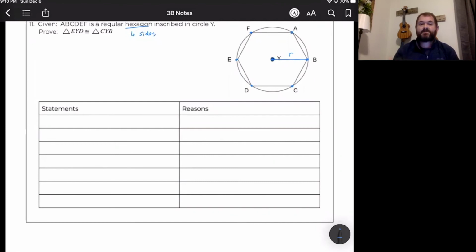All right, and so we're looking at triangles EYD and CYB. Okay, I'm looking at these two triangles, and I want to prove that those are congruent. The easiest way to do that is going to use side, side, side here. All right, so we're going to start with the given.